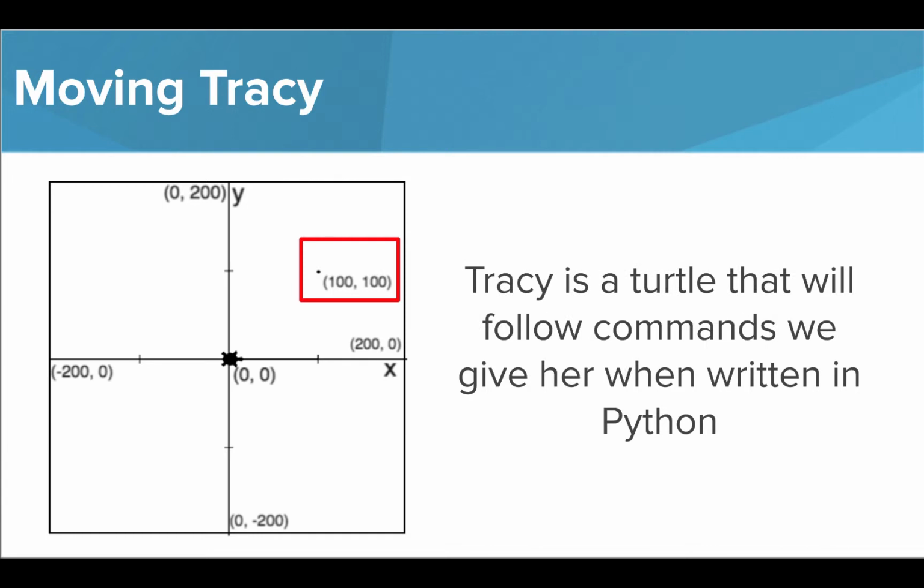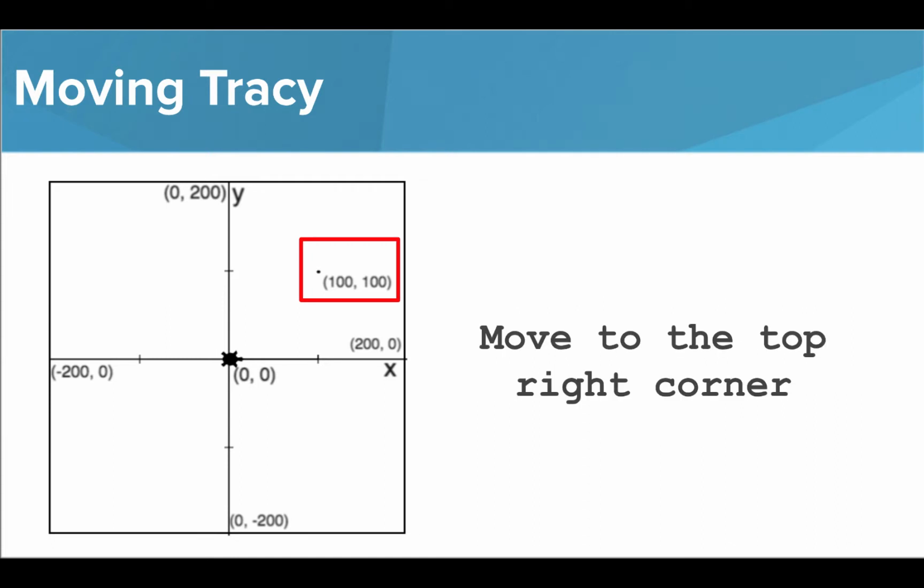If we wanted to tell Tracy to move to another location in her world, such as the position 100, 100, we would need to use the language she understands, which is called Python. If we try to communicate with her using any other language, she won't understand what we're telling her to do. So if I wanted to move Tracy to position 100, 100, and I said move to the top right corner, she wouldn't understand what I was saying because she doesn't understand English. She only understands Python. So instead, we need to use the command she knows.